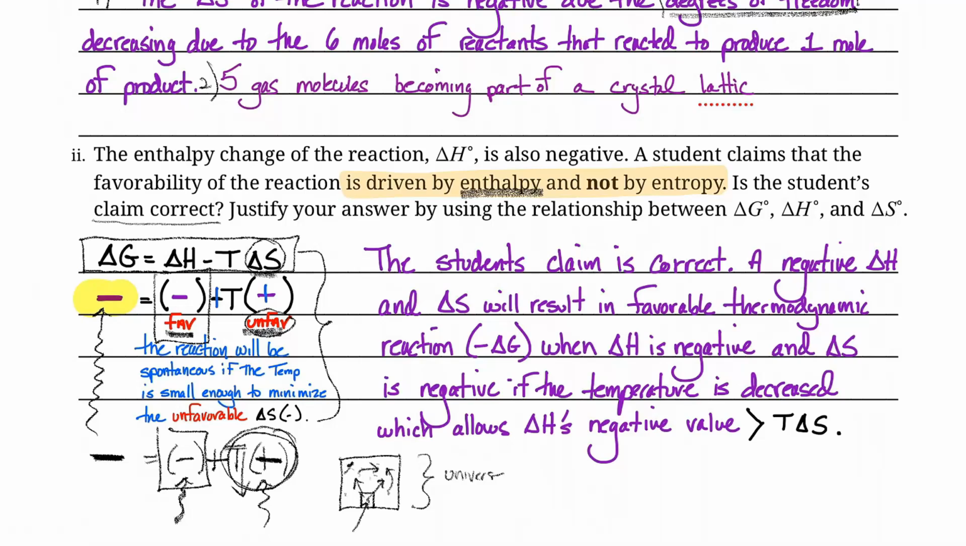So if you caught any of that, great. If not, here's my answer. The student's claim is correct. A negative delta H and delta S will result in a favorable thermodynamic reaction, negative delta G, when delta S is negative.